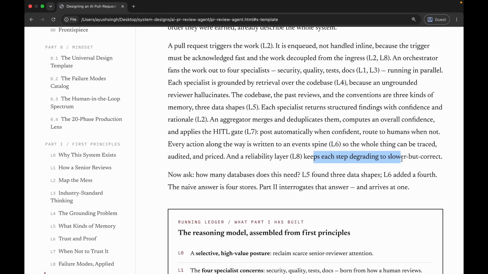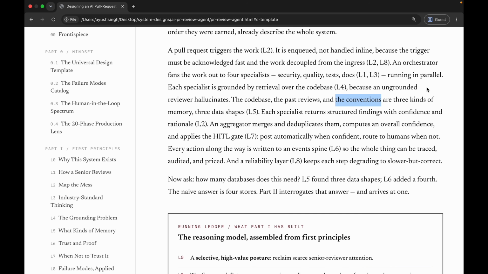So we talked about 3 important memories: semantic, episodic, and procedural. Here, the current code base, the past reviews, where we'll store the past reviews, and the conventions, which are procedural memory. So where shall we store these kinds of data sets, in which data shapes, and how do we design our data layer? This is going to be another important part, and we'll interrogate it. You might obviously be telling me, okay, for storing our code base, we'll probably use some vector store.